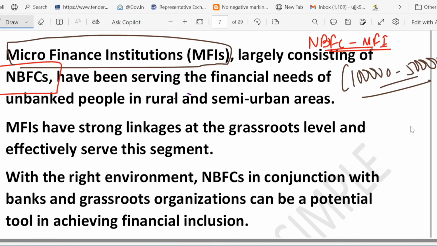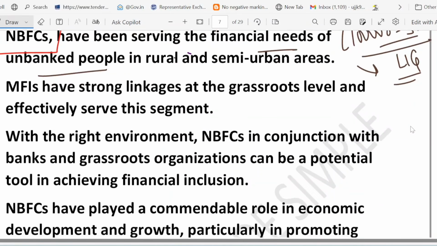These are NBFCs which provide very small loans to the low income group, which we call LIG. So they are for the poor. Second point, grassroots reach. This means that they operate in villages and slum areas where banks don't operate. That is called grassroots reach, right?